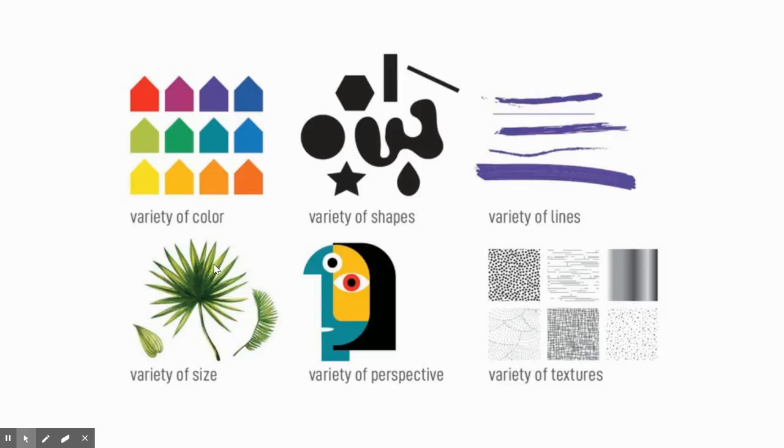And a variety of size. We have a giant leaf here, and then a really small one, and then a tiny one with a bunch of really super tiny leaves on it. So that's variety because we have three different sizes.